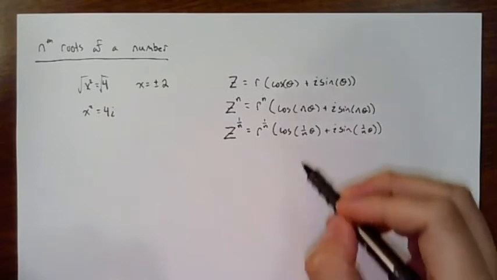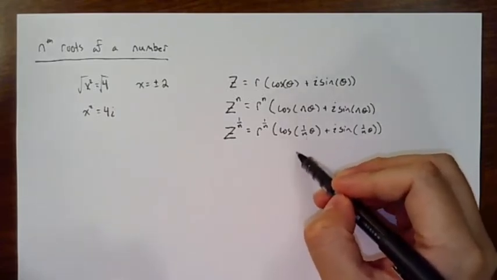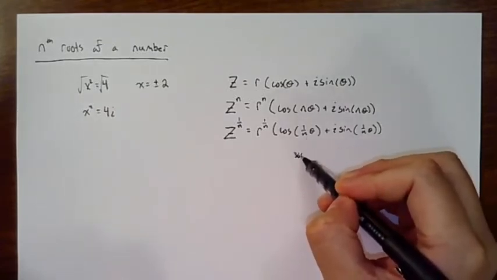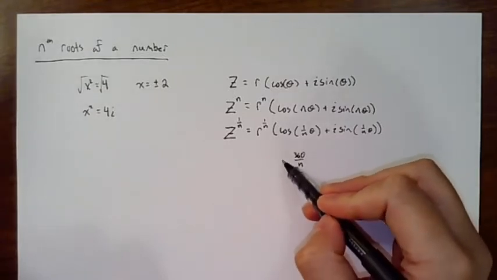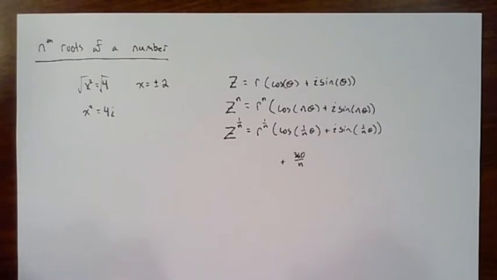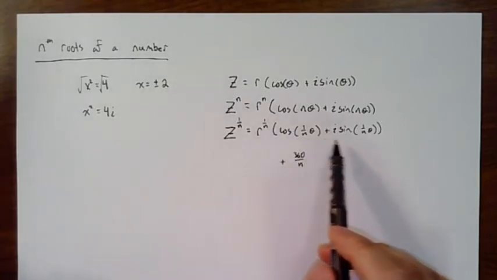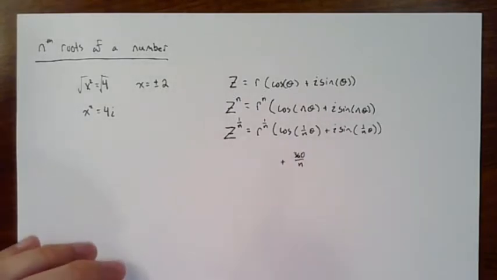Well, what you'll do is you'll just add to the angle that you find 360 over n as many times as you need to until you have the right number of solutions. This seems pretty weird, but let's just do a couple of examples here, and we'll see how it works out. I want you to copy this down before we go to the next thing.